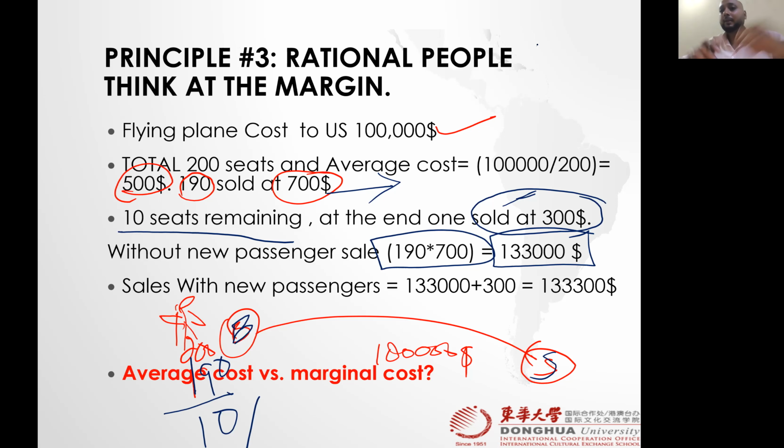So the question is, what if I take, who messaged me? We have a chat here. Good, good. I was expecting. It is unfair because other people are paying 700 and this guy is only offering 300, which is also below the average cost. Now, the question is, should we allow him to board or not?